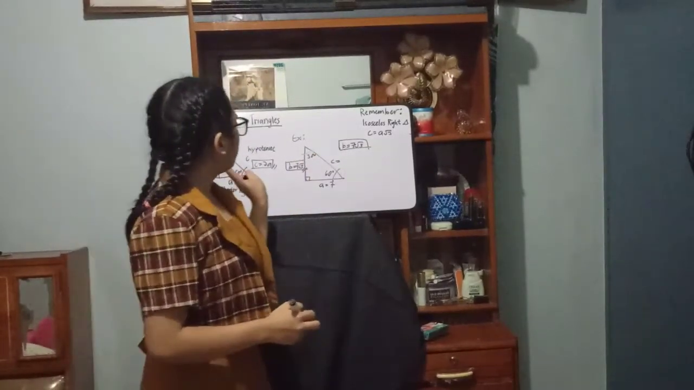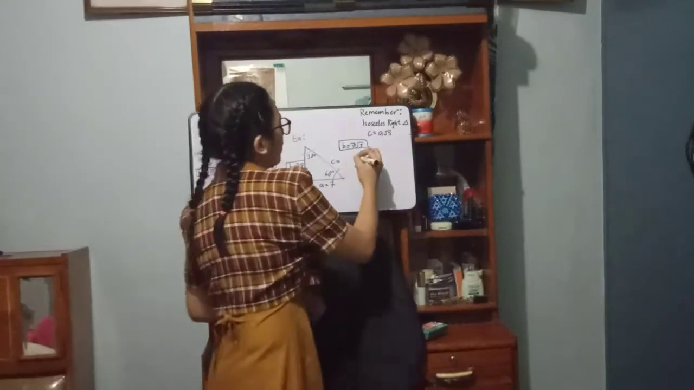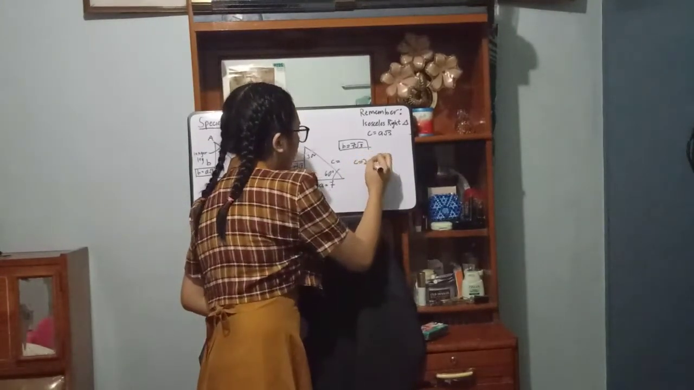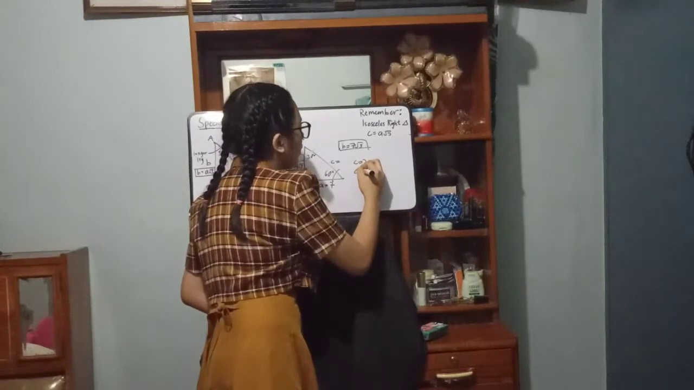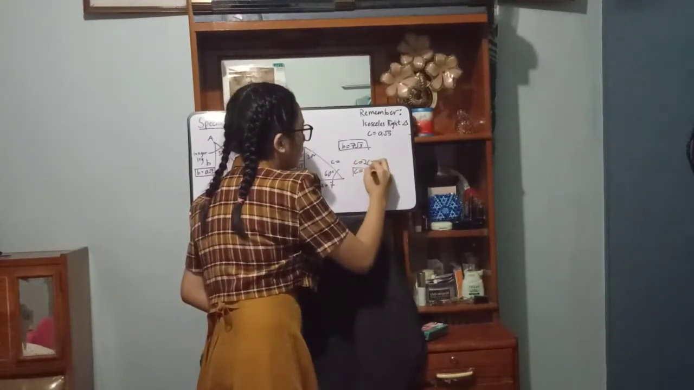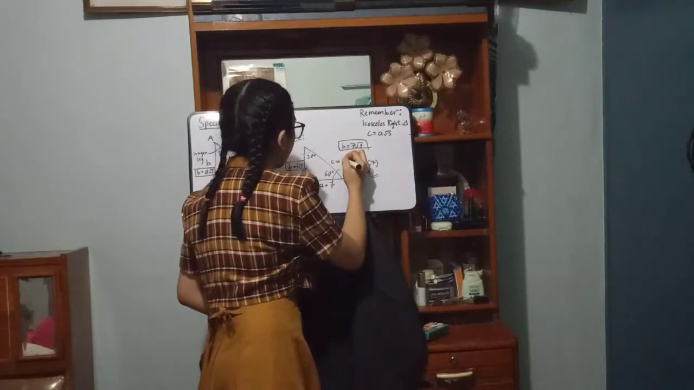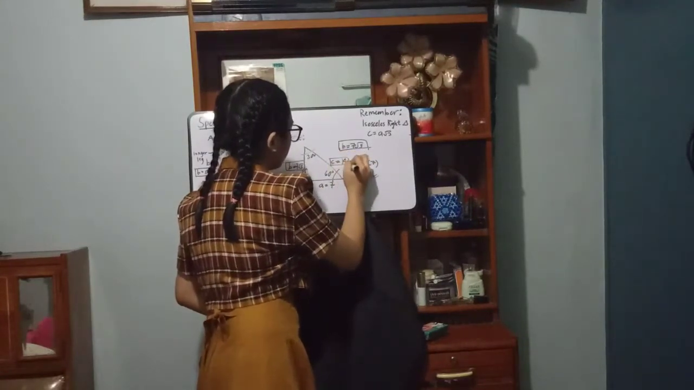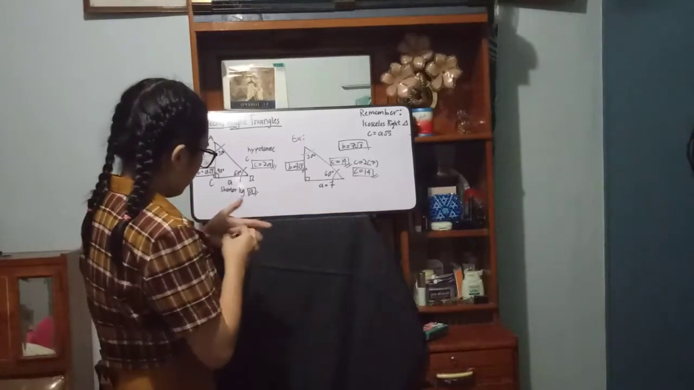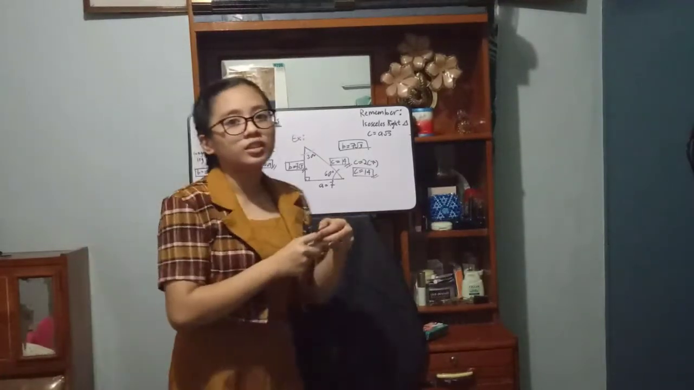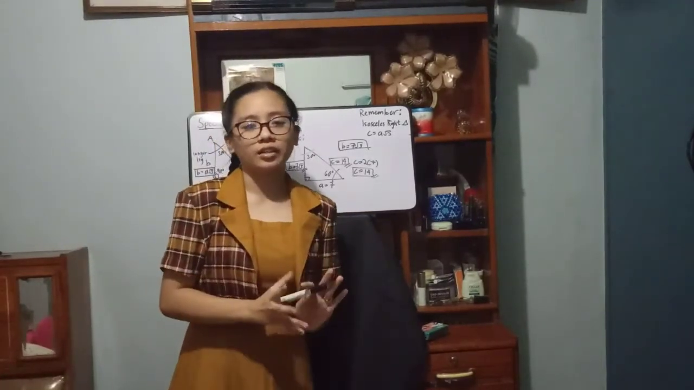So now, let's move on to the hypotenuse. C is equal to 2 times A, or 7. 2 times 7 is equal to 14. So C is equal to 14. So that's it. That's the end of the 30-60-90 degree triangle.